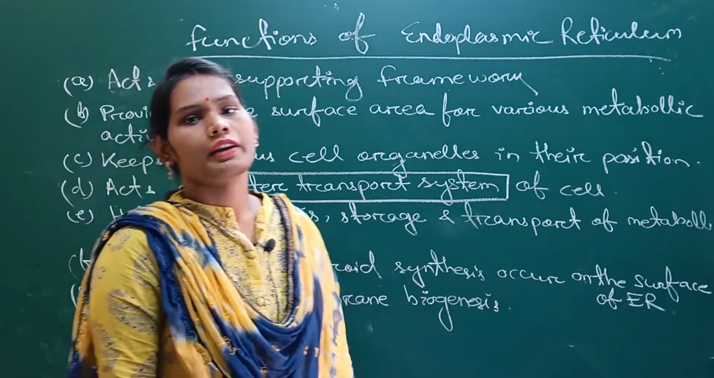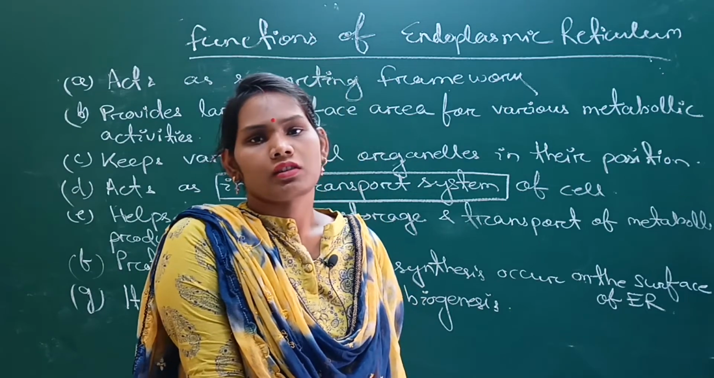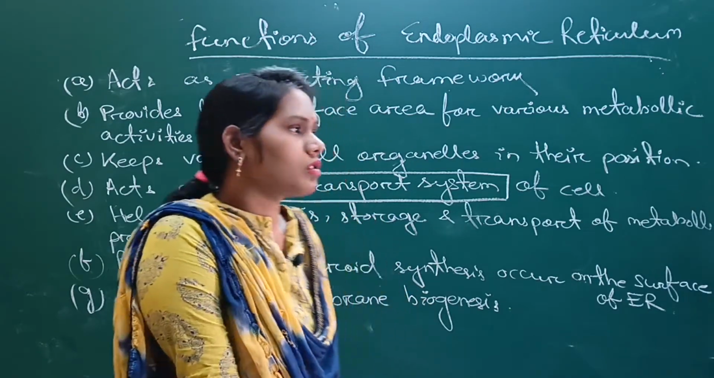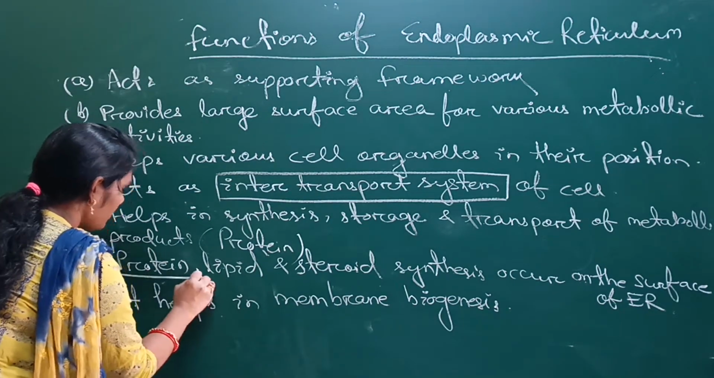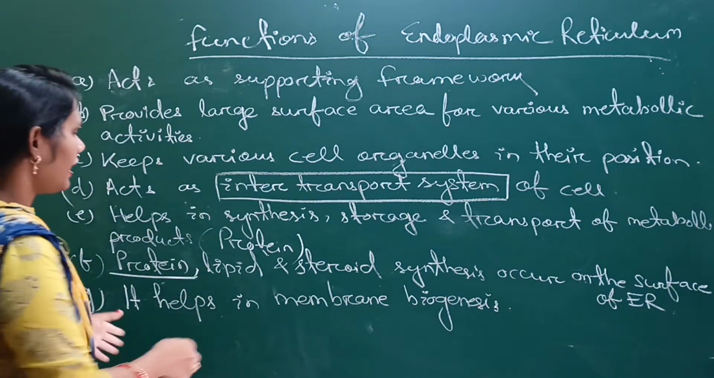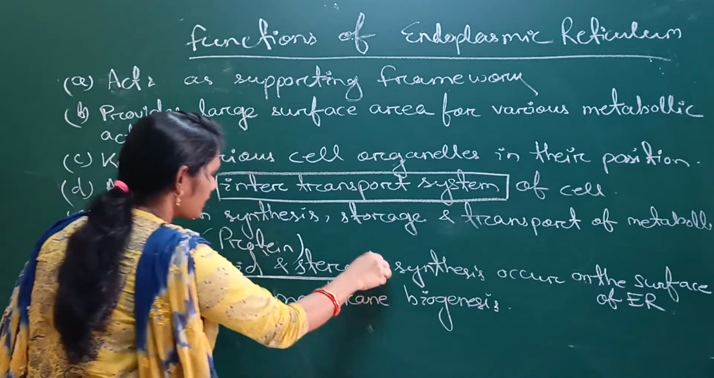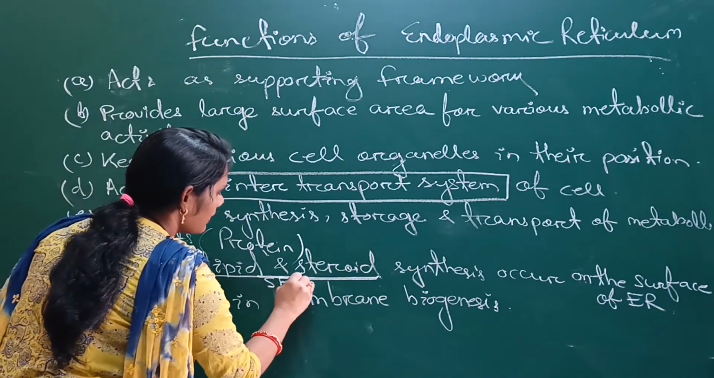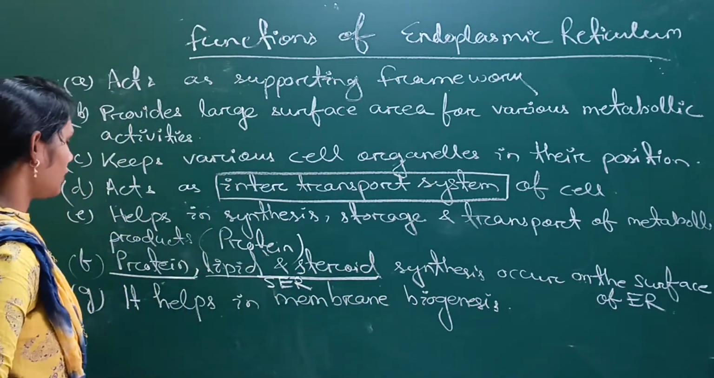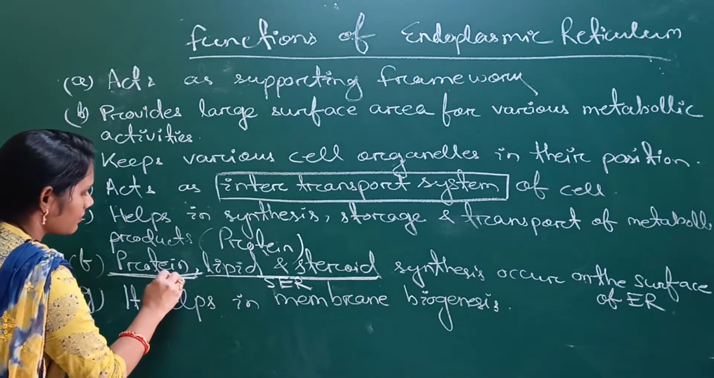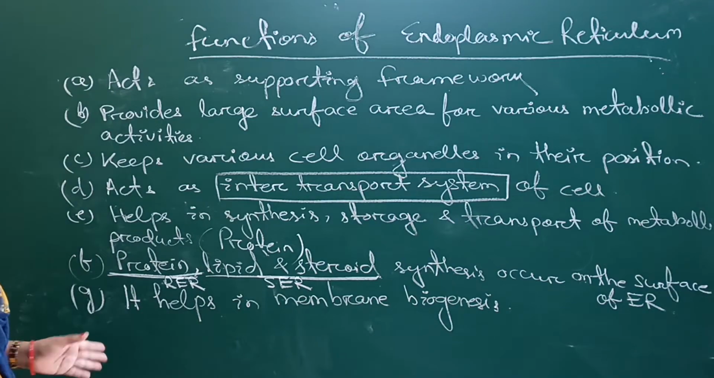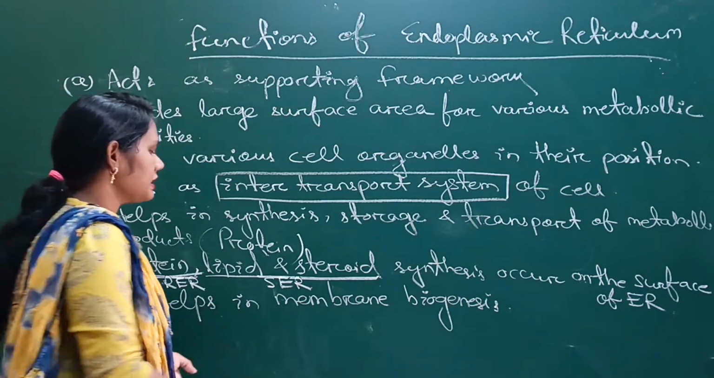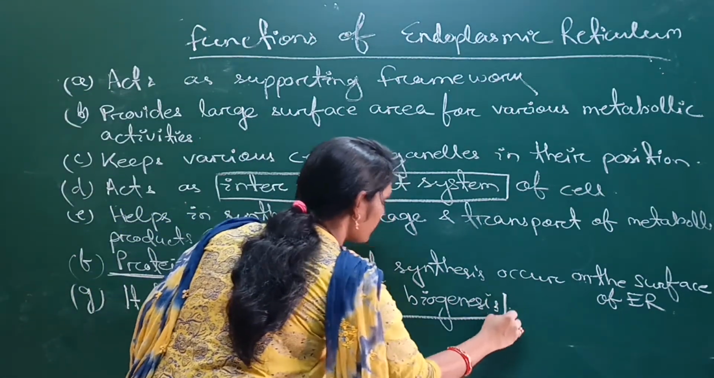Protein, lipid and steroid synthesis occurs on the surface of the endoplasmic reticulum. We know that there are two types of reticulum, one is rough and the other is smooth. The rough endoplasmic reticulum contains ribosomes, so ribosomes help to synthesize proteins, while lipids and steroids are synthesized by the SER, smooth endoplasmic reticulum, and proteins are synthesized by the rough endoplasmic reticulum.